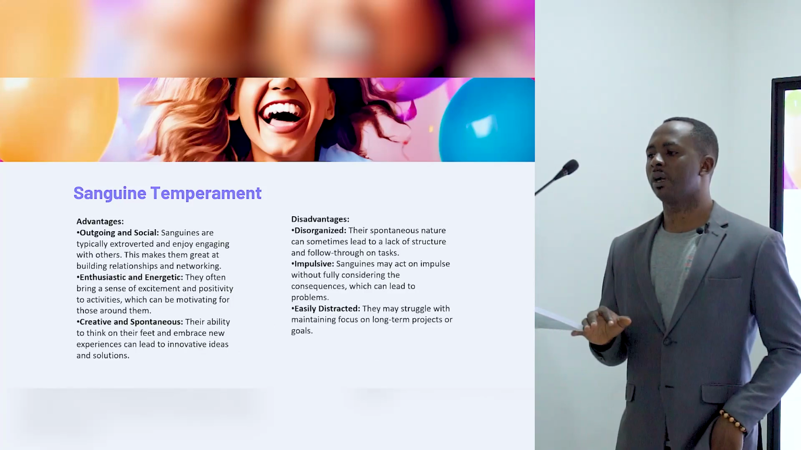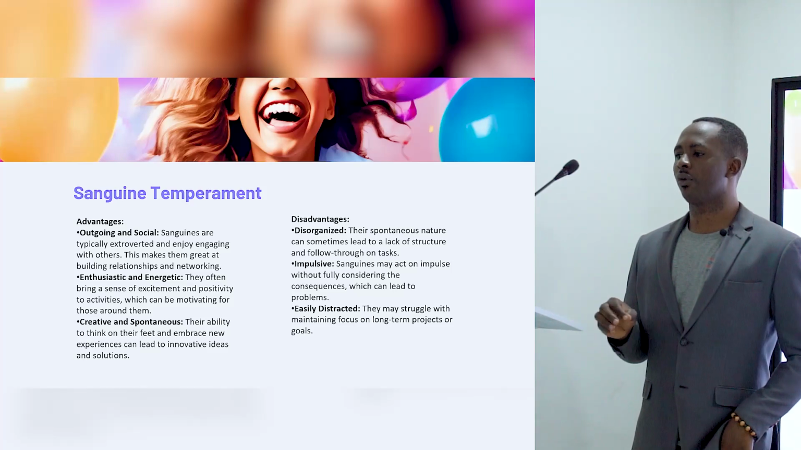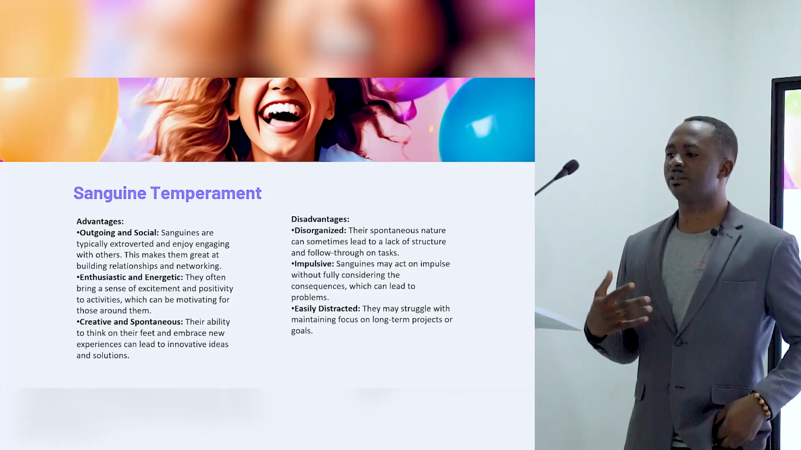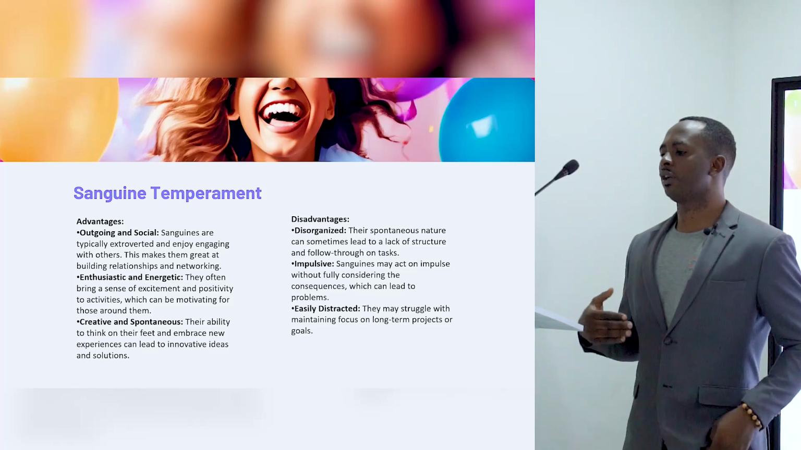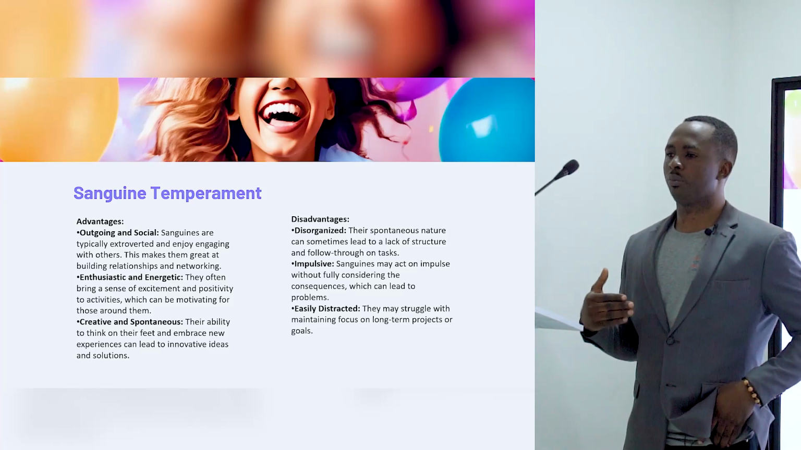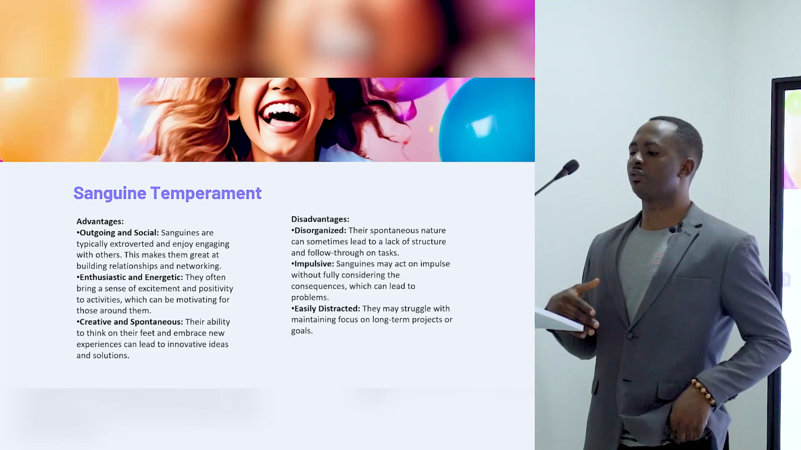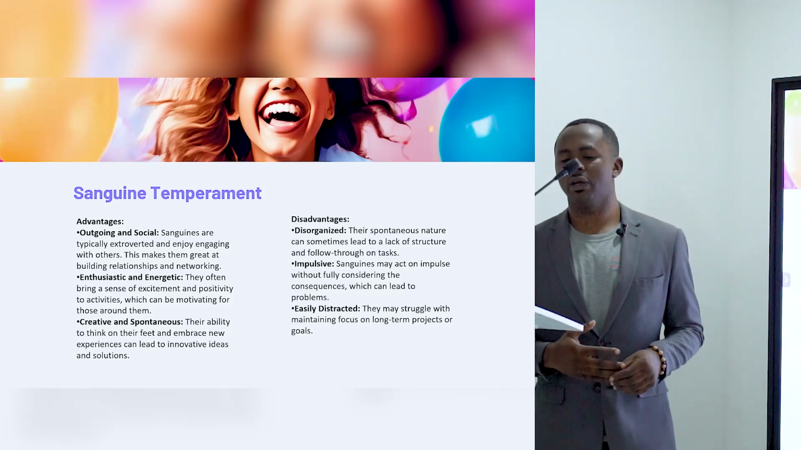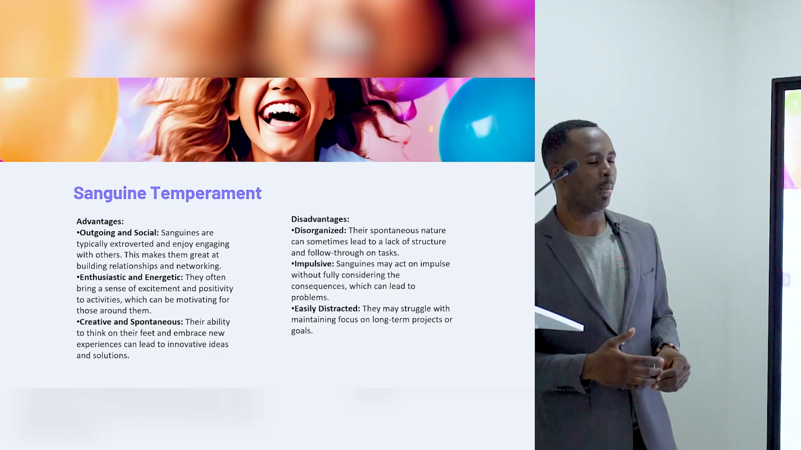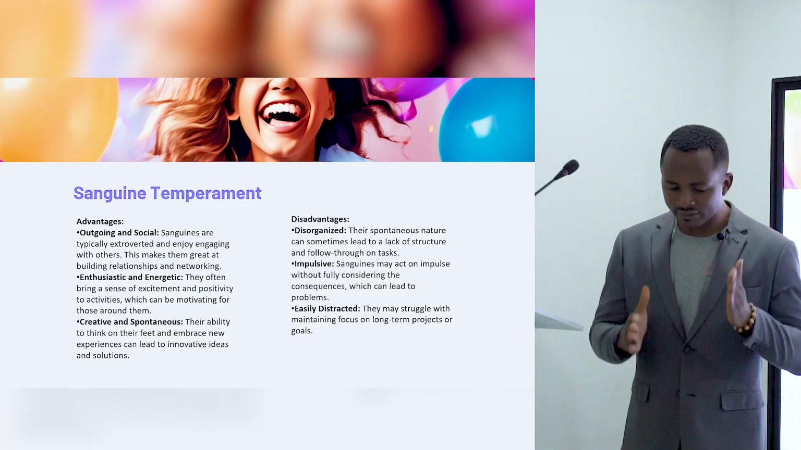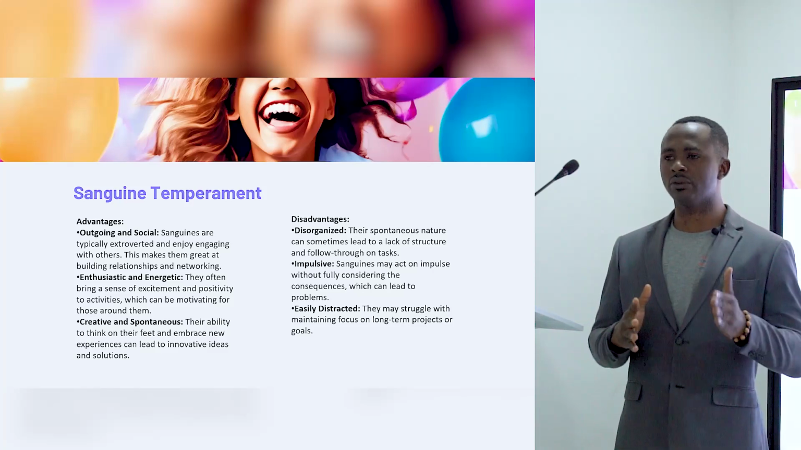Then we are going to look at some of the advantages of sanguine. A sanguine person is outgoing and social, enthusiastic and energetic, creative and spontaneous. You might want to know what spontaneous simply means: their ability to think on their feet and embrace new experiences. It's one of the advantages of being a sanguine. They are always thinking, okay, what can I do next? What can I do next?